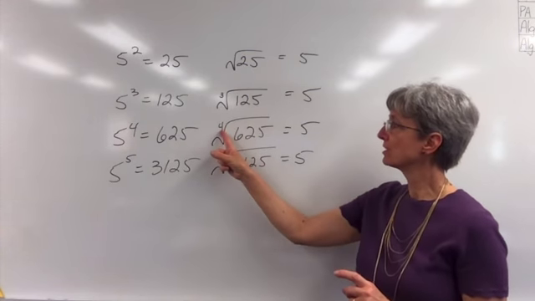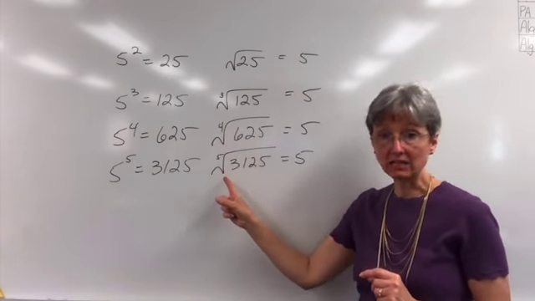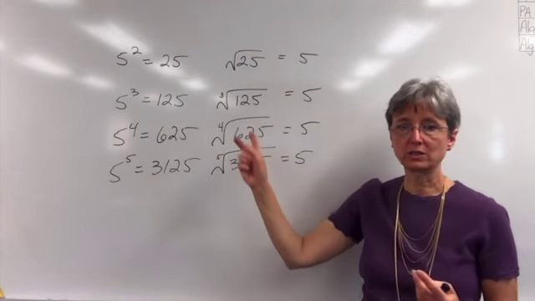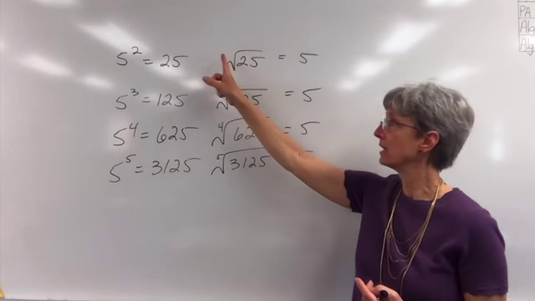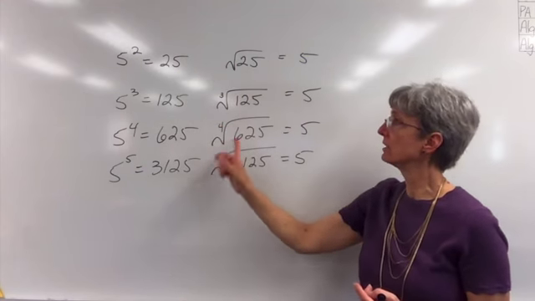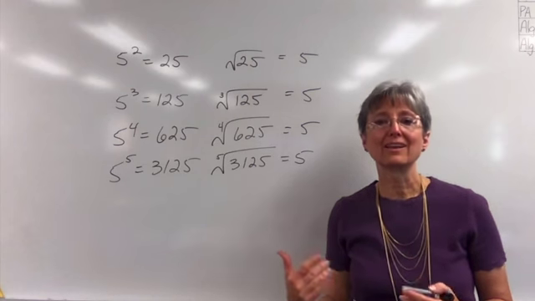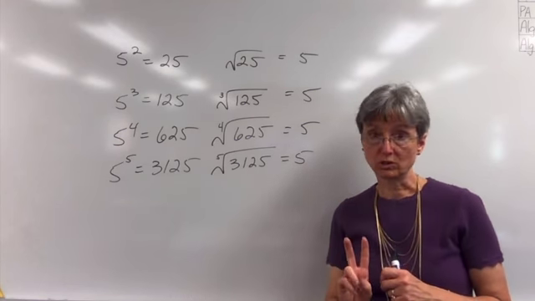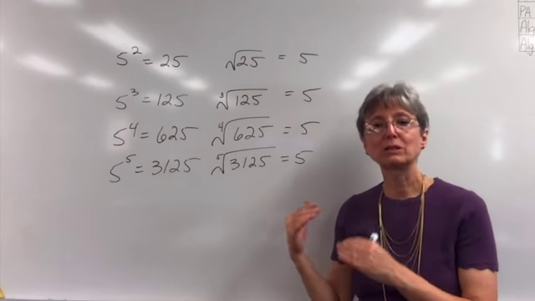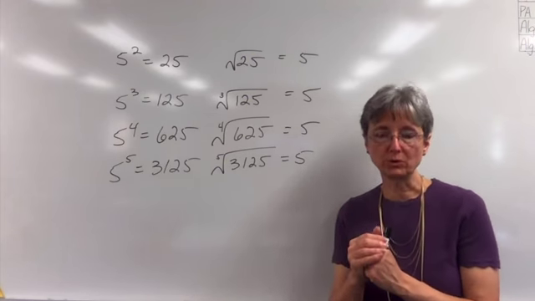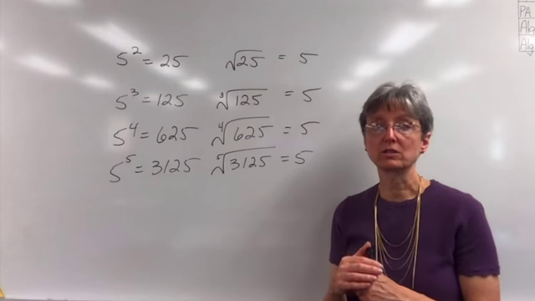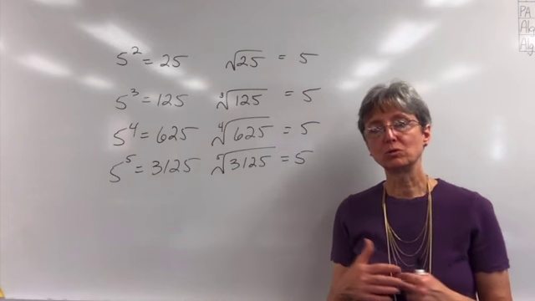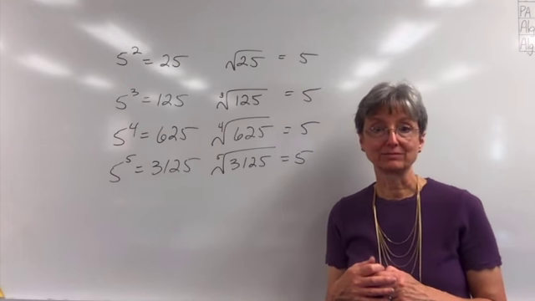If this index is even, and this one is even, we don't write the 2 for a square root. Everybody knows that that's a 2, so we don't bother to write it. But this one's even, 2, 4, 6. Then there are 2 real roots of the answer. But the positive one is the principal root. That's what we're going to focus on, the principal root. You could also have its opposite, which would be the negative.